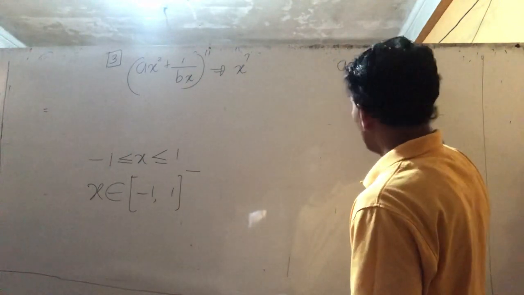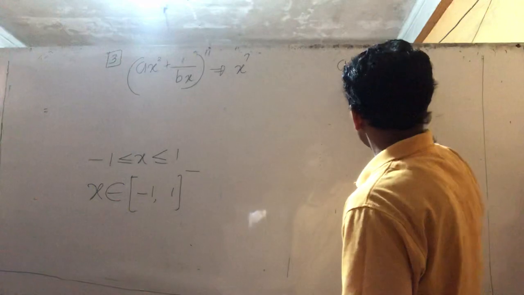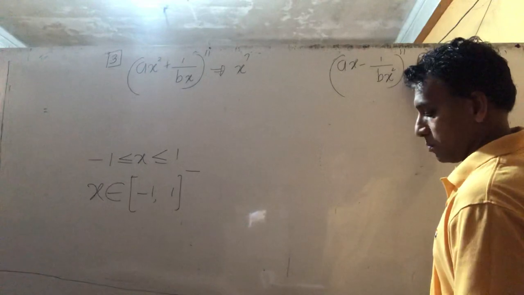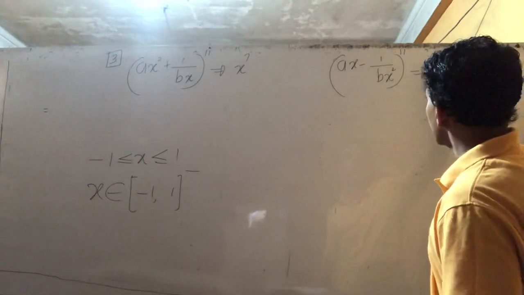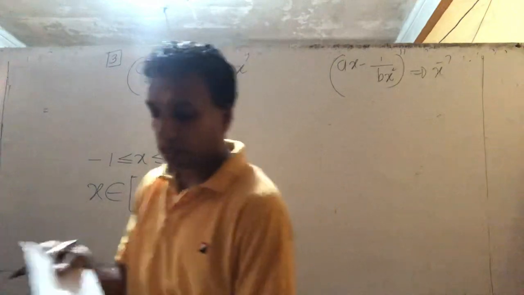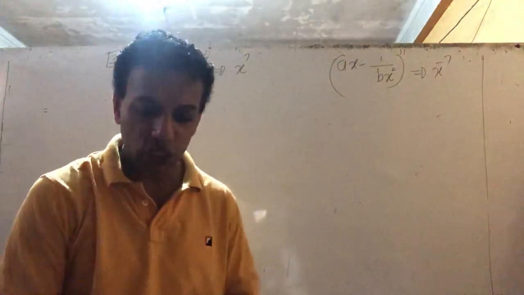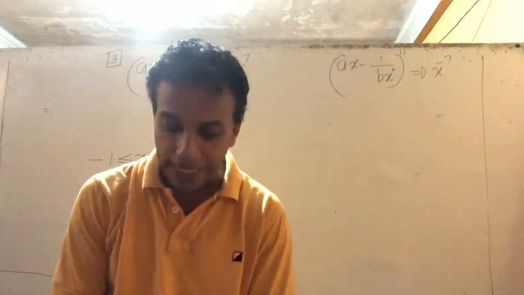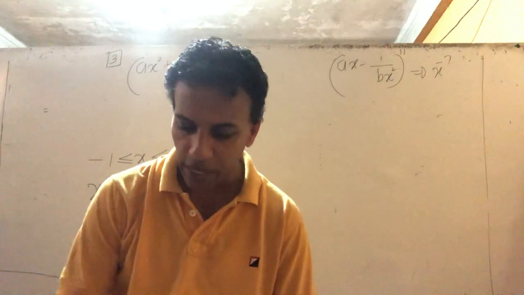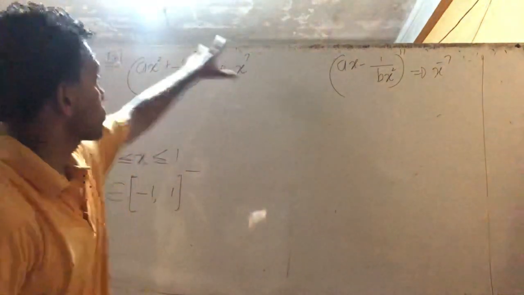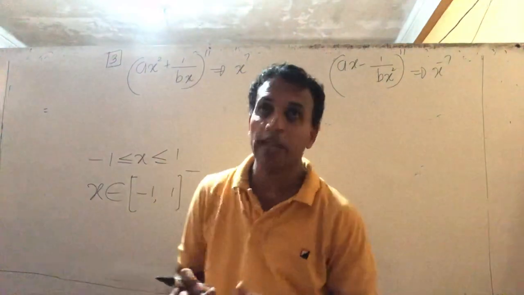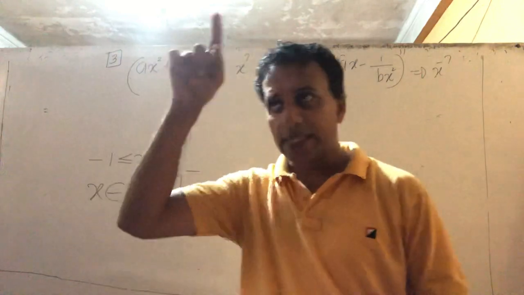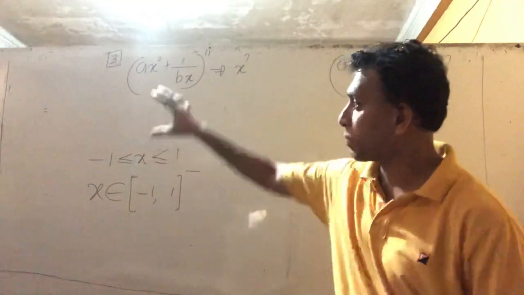(a x squared minus 1 over b x) to the power 11, and the coefficient of x to the power minus 7. They say the coefficient of x to the power 7 in one expansion and x to the power minus 7 in the other expansion are equal, then show that ab equals 1. This is a binomial expansion problem, expanding in the nCr pattern.